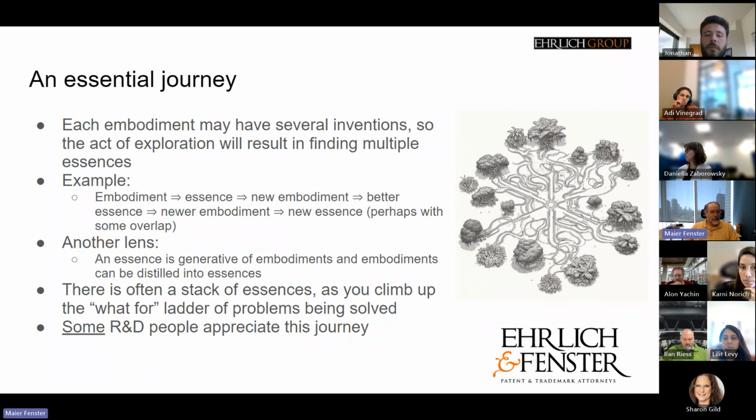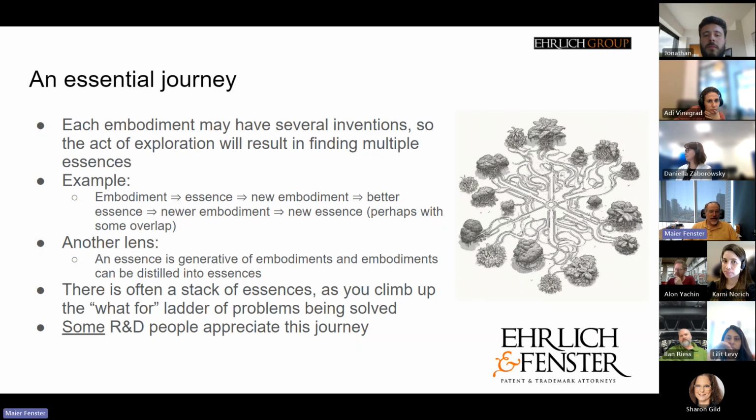Now, each embodiment usually has more than one invention. So what we talked about, and definitely when you start exploring, you're going to find multiple essences. You have an embodiment, it gives you an essence. That leads you to a new embodiment, which leads you to a better essence, which leads you to an even newer embodiment, and that leads you to another essence, which might have some overlap and might not. And that's why one way of looking at it is that the essence generates embodiments, and the embodiments can be distilled to give you an essence.